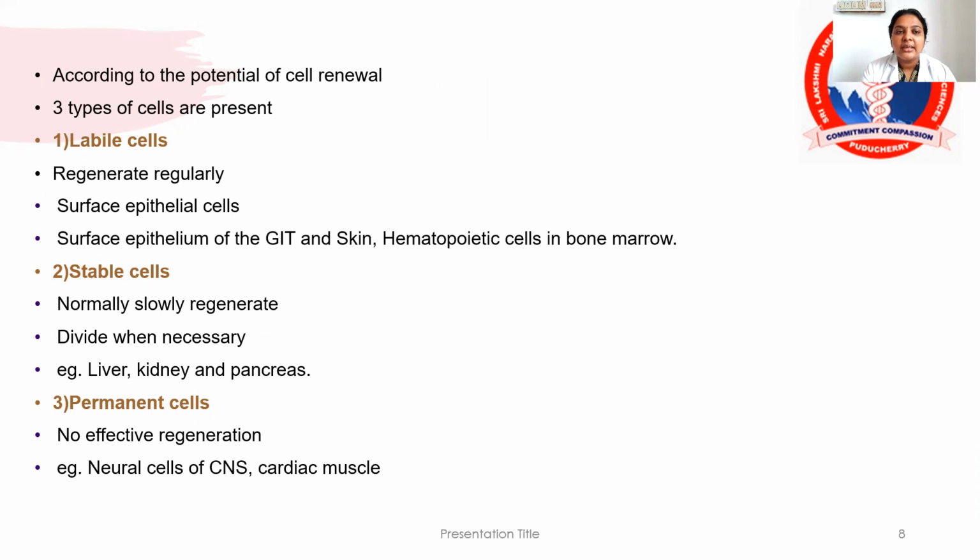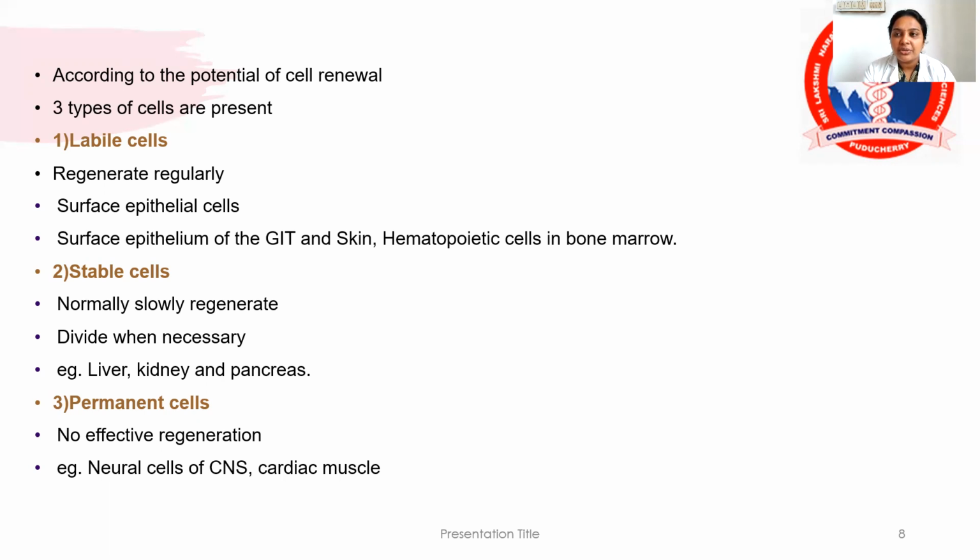What are labile cells? They regenerate regularly, which includes surface epithelial cells, surface epithelium of GIT and skin, and hematopoietic cells in bone marrow. What are stable cells? They can regenerate, but they regenerate slowly. They will divide whenever it is necessary. For example, liver, kidney, and pancreas. Permanent cells don't have any regenerative capacity. Hence, there is no effective regeneration. For example, neural cells of CNS, cardiac muscle.